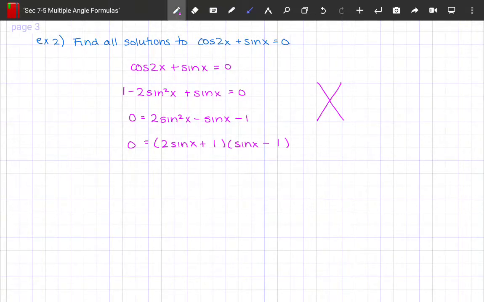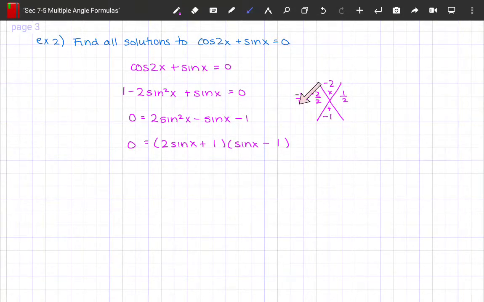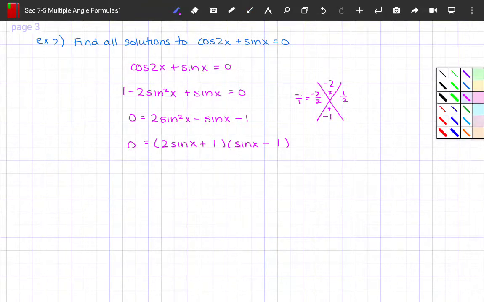A times C, negative 2, B, negative 1, whoops. What multiplies to negative 2 but adds up to negative 1 is negative 2 and positive 1. Divide them both by A and simplify when you can. So sine x minus 1 is one factor. 2 sine x plus 1 is the other factor. Now we can use the zero product property. 2 sine x plus 1 equals 0. Sine of x is negative 1/2.